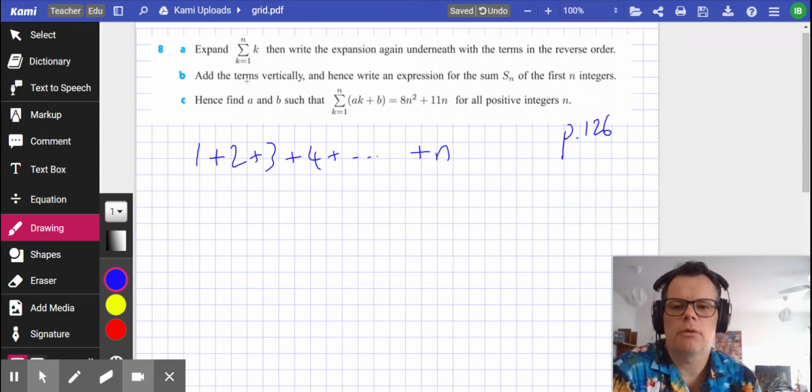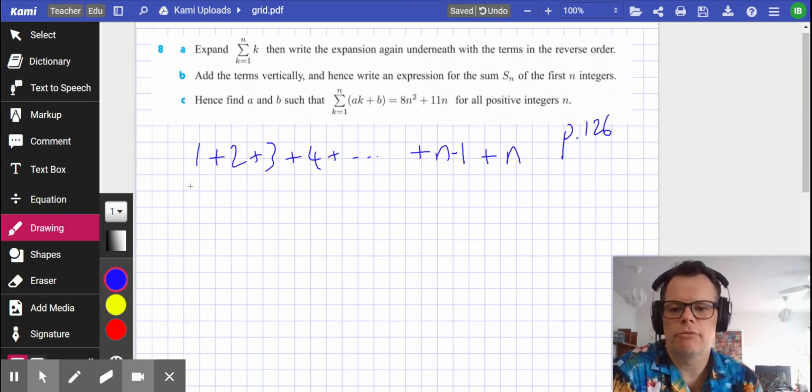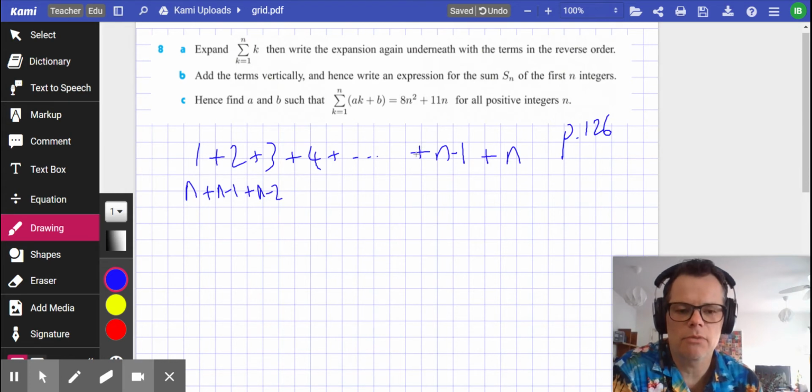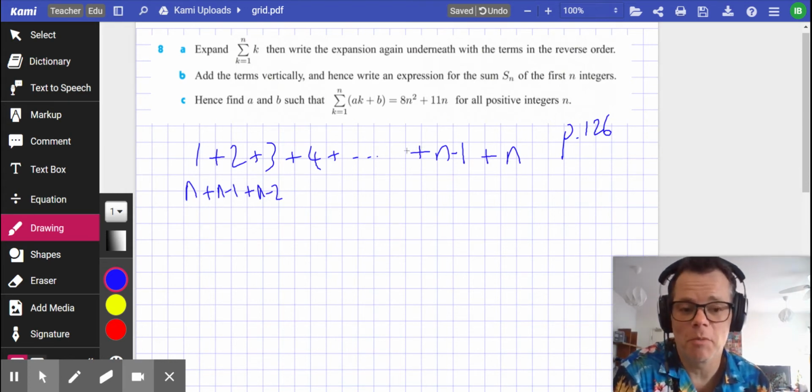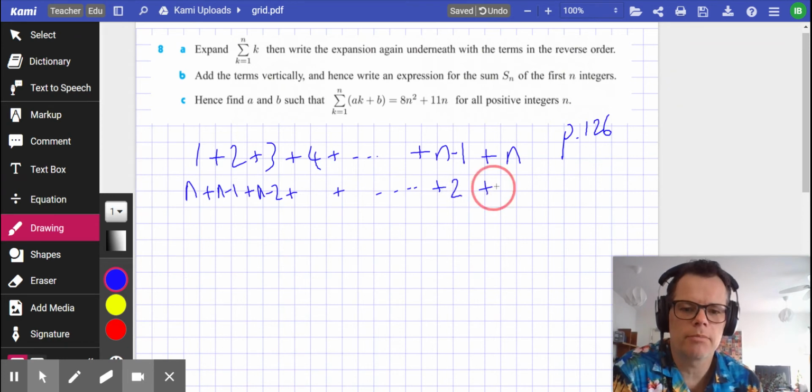B says add the two. Sorry, and then write the expression again underneath with the terms in reverse order. So the second last term, the penultimate term, would be n minus 1, and the last term would be n. If you write it in reverse order, you get n plus n minus 1 plus n minus 2, which is the antepenultimate term of this sequence, not the second last term but the one before that. And then that one would be n minus 3. And then up here we'd have plus 2 and then plus 1, because you're writing in just reverse order.